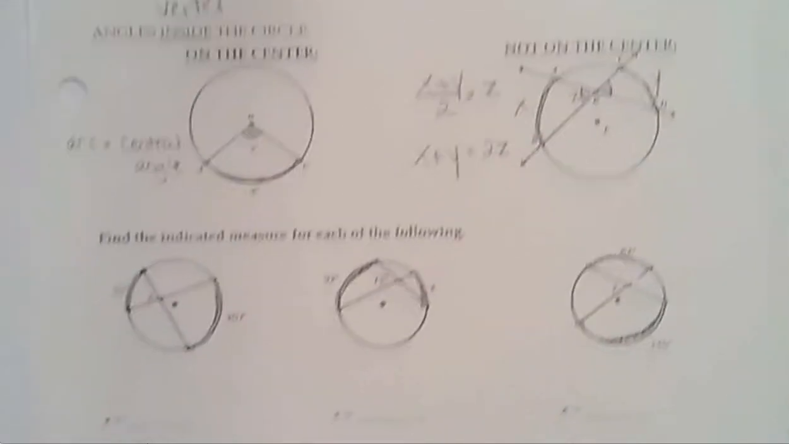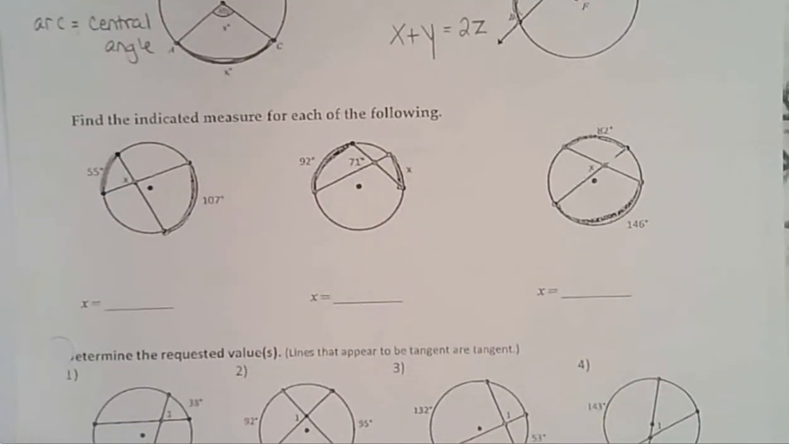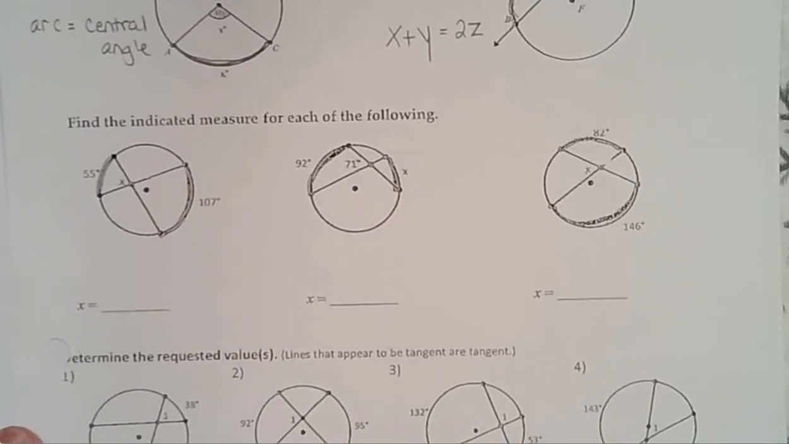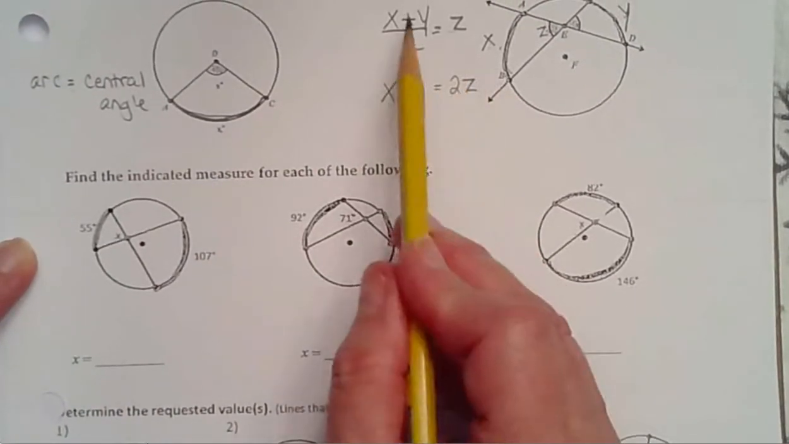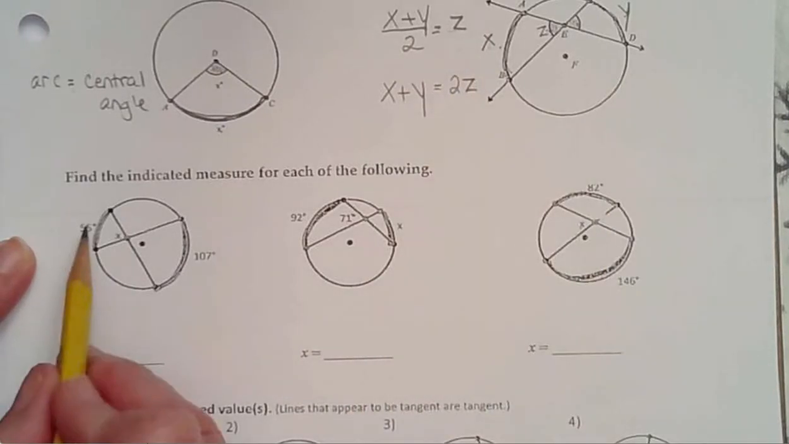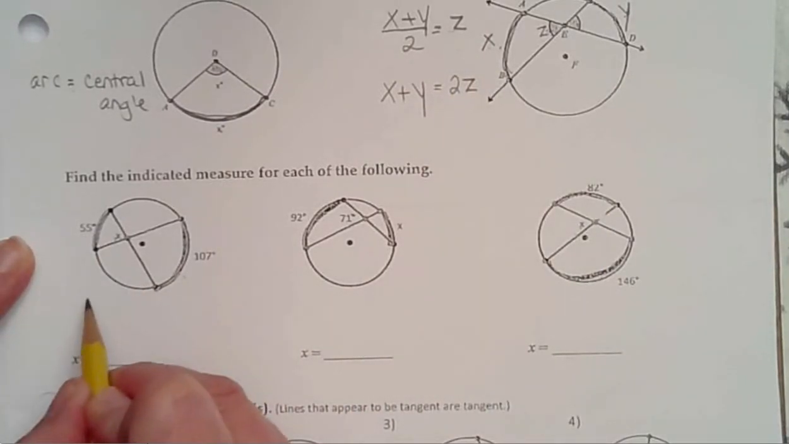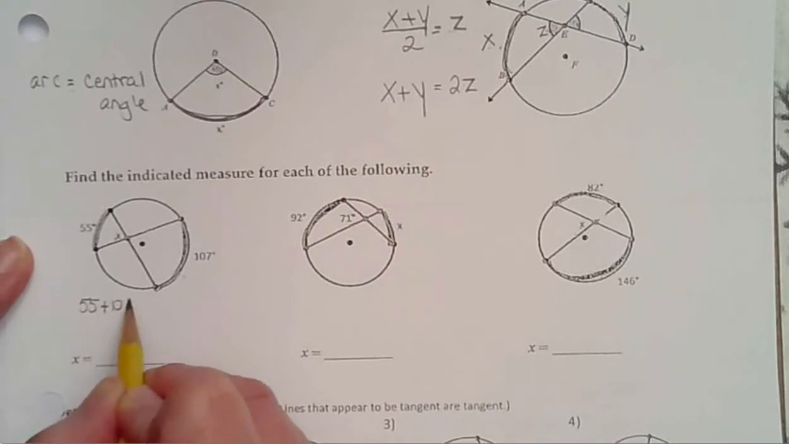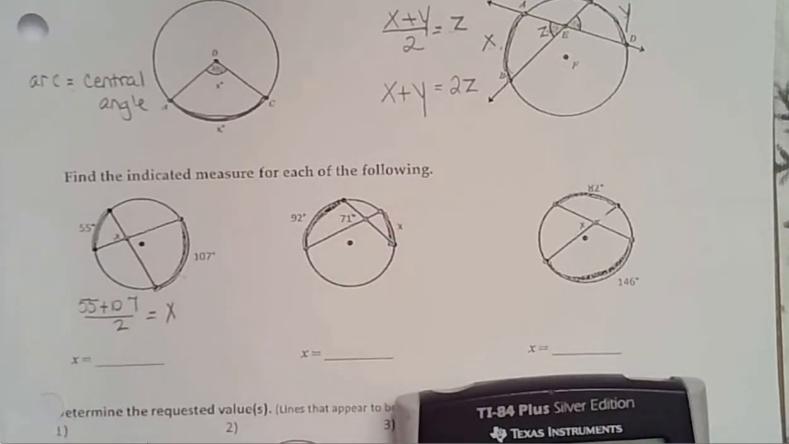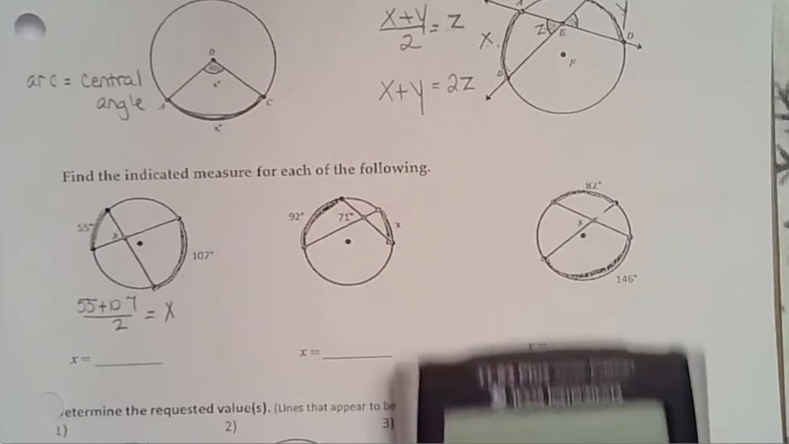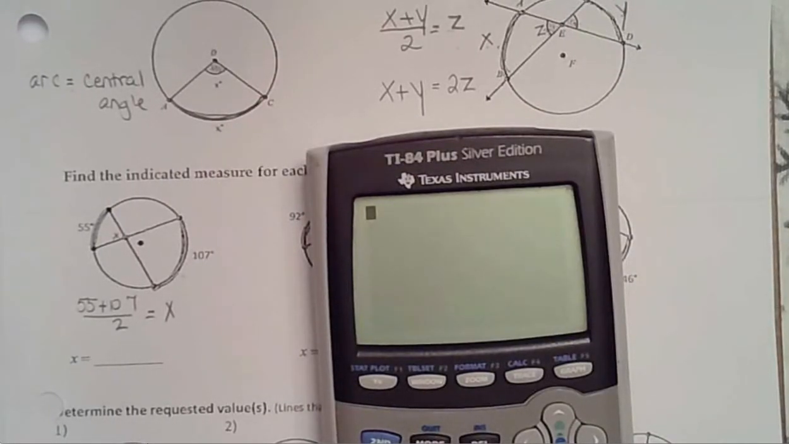And there it is. Okay, so let's look at a few examples, and then we're going to do all 8 on the bottom. So let's get cracking. This one right here. Remember, we're going to add the arcs, divide by 2, and it equals the angle. Arc plus arc, divide by 2 equals the angle. Let's write it out: 55 plus 107 divided by 2 equals X. So we pull out our calculator. 55 plus 107, enter, divided by 2, 81. X is equal to 81.